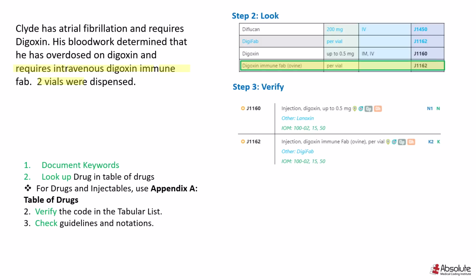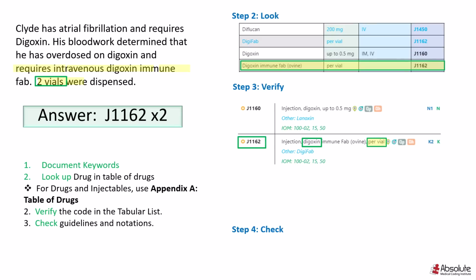Now, step 3, we're going to verify. J1162, this is injection, digoxin, immune fab, ovine vial, per vial. So when you see per vial, you are to code the number of vials. And in our case, we have 2 vials. So after we check to see if there are any notes or guidelines, we're going to go ahead and code our answer, J1162 times 2 for 2 vials.